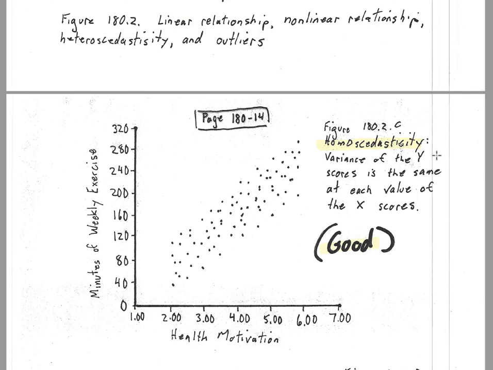This is homoscedasticity. The prefix homo means the same. Homoscedasticity means variance of y is pretty much the same no matter which value of x you're looking at. Homoscedasticity is good. That's a characteristic you want your data to have if you're going to compute Pearson correlation coefficient.